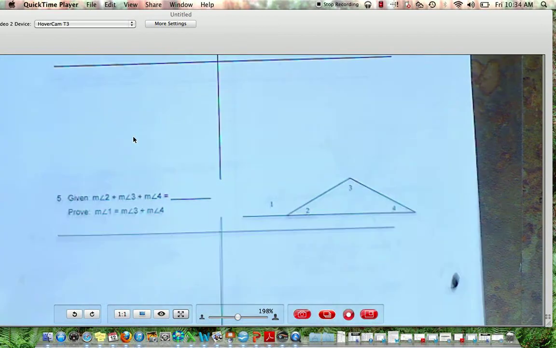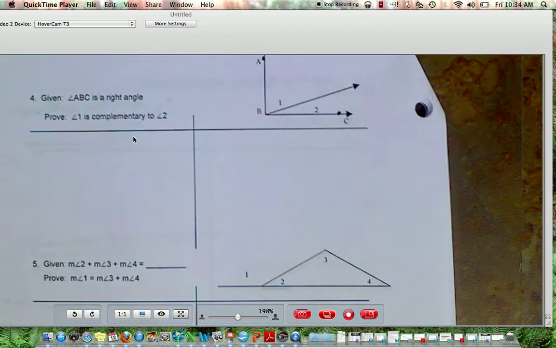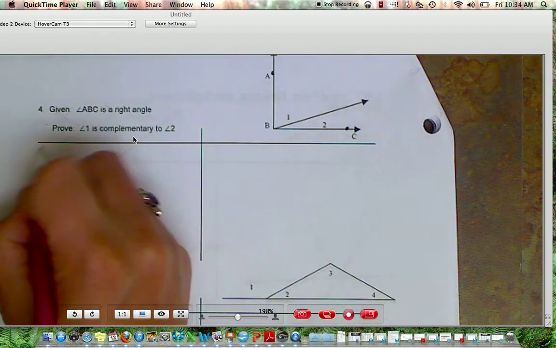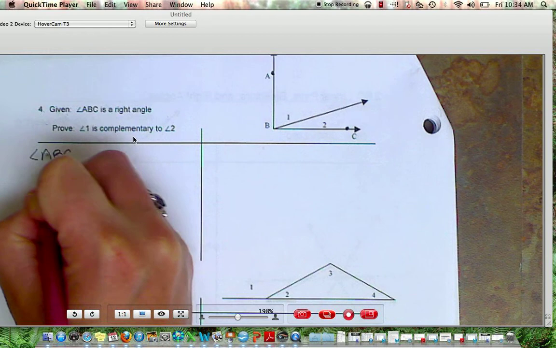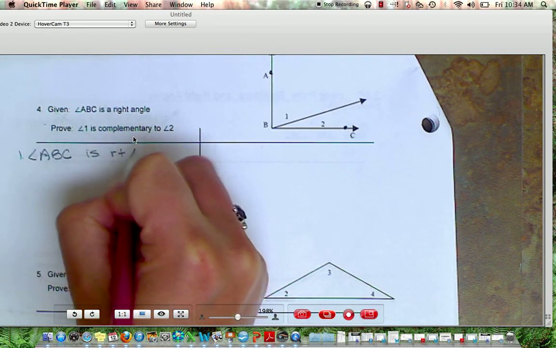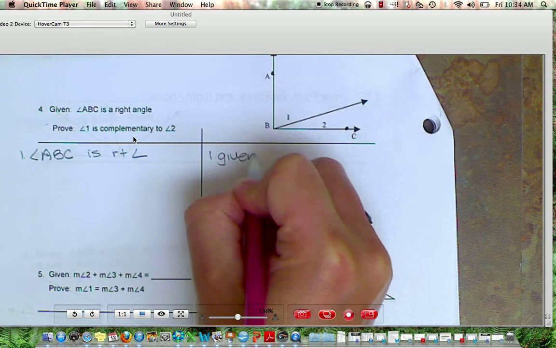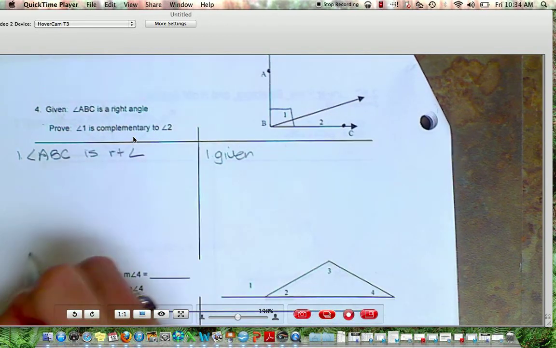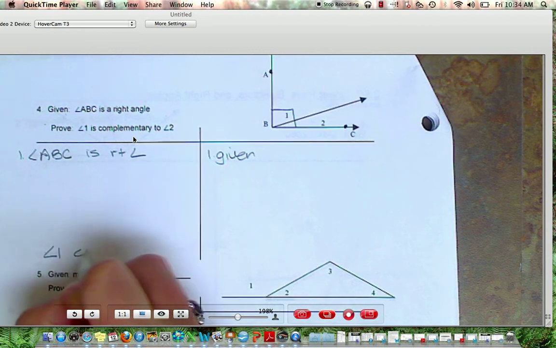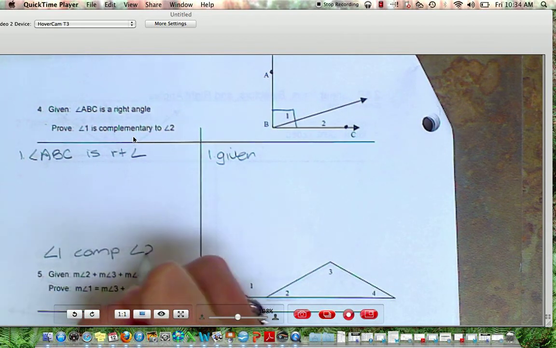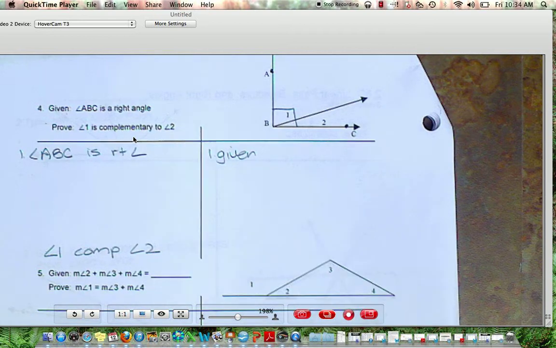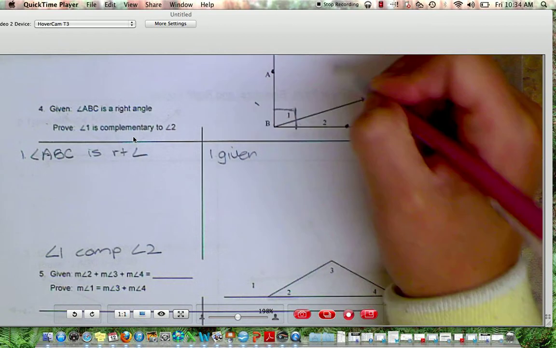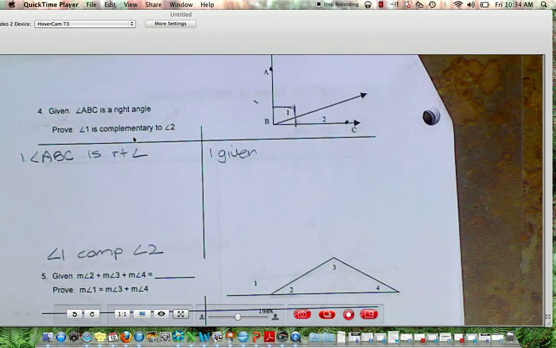At the top, we've got angle ABC is a right angle, and angle 1 is complementary to angle 2 is what we're trying to prove. So angle ABC is a right angle, and we can mark that in the diagram as a right angle. At the end, we can write angle 1 is complementary to angle 2. And we don't mark complementary in a diagram, and we don't mark the prove in the diagram anyway, so that's not going to go anywhere. So we've got our given in.